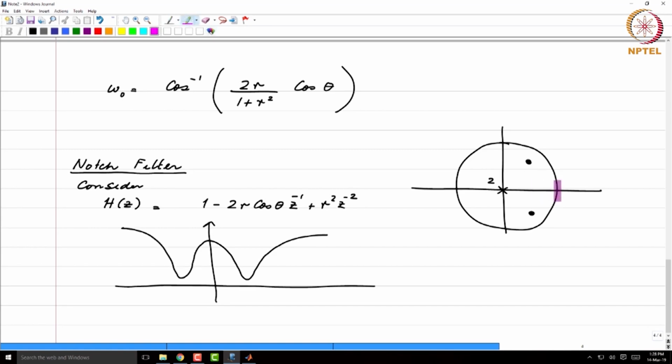So if you are on the unit circle, you will have a certain magnitude response. As you go across, since you are approaching this zero, the response will dip, will reach a minimum, and then again increase and have something like this. And it is very easy to see that the value of omega naught remains precisely the same. So this is indeed cos inverse of (1 plus r squared) by 2r cos theta.